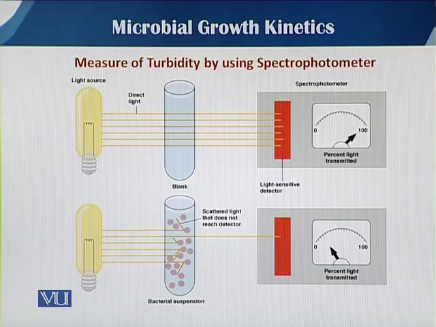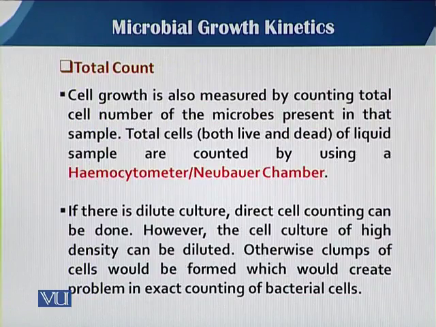But there are some limitations in this method, because sometimes when the medium color is dark, or by the utilization of the substrate, turbidity also increases. Sometimes that can affect the estimation of the growth. So, we need an alternative method for microbial growth. The second method is the total count.